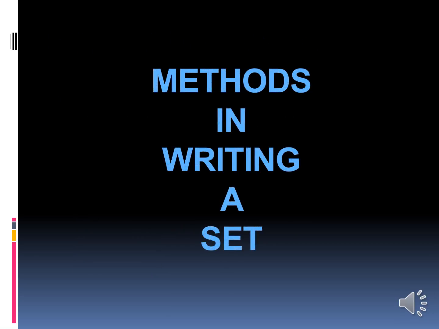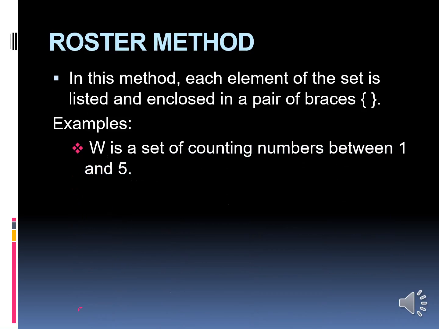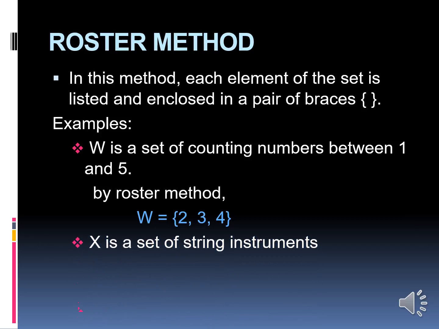We also have methods in writing a set. First is the roster method. In this method, each element of the set is listed and enclosed in a pair of braces. For example, W is a set of counting numbers between 1 and 5. So by roster method, we write W, which has the elements 2, 3, 4.